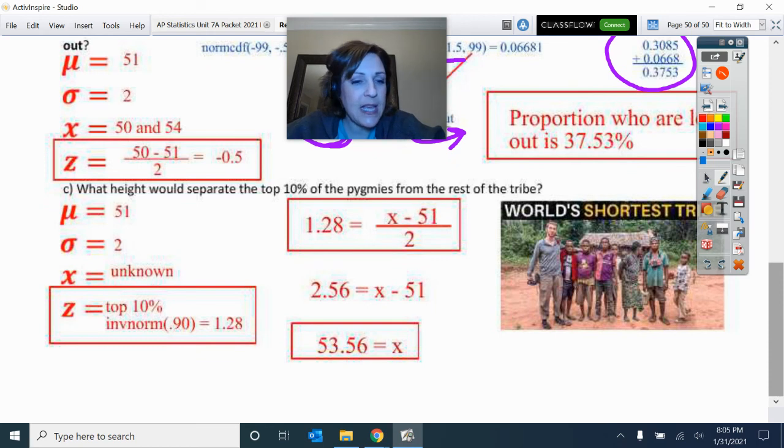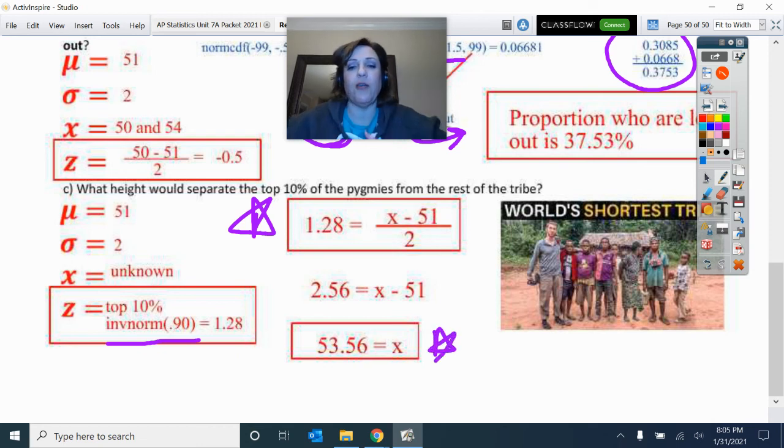And then the last one, the top 10%, which is the bottom 90%. Set your z-score formula up and then solve for the x. All right, so there's a picture of the Pygmies there, the world's shortest tribe. Okay, so I hope that that review made sense for you so that you are prepared for your Unit 6 exam.